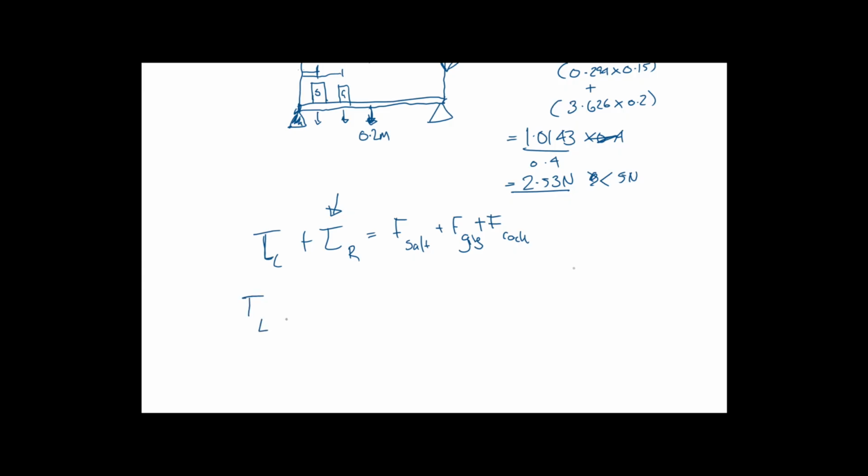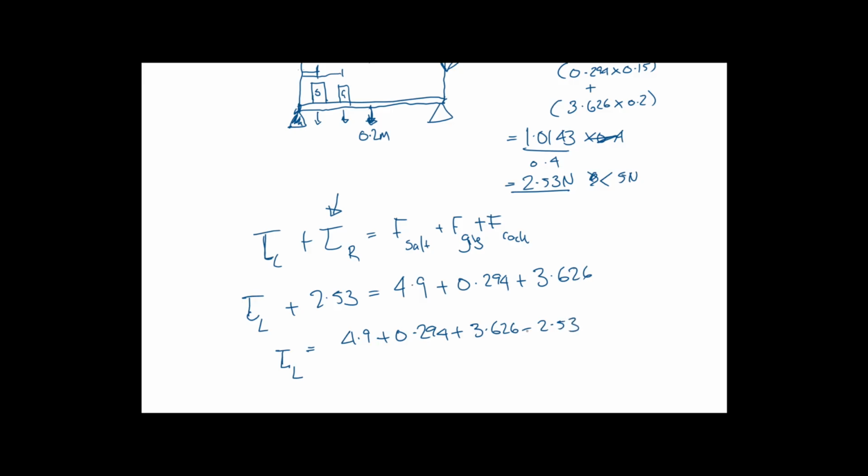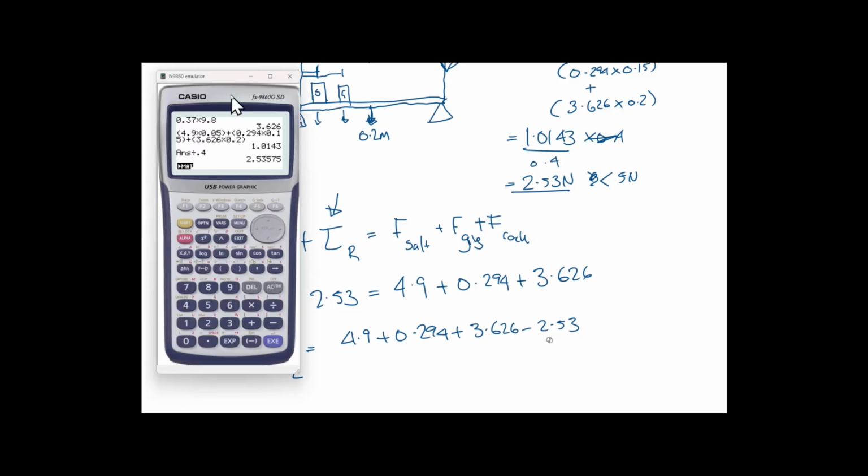So the torque on the left-hand side plus 2.53 must be equal to the force that we had, which is 4.9, plus 0.294 for the ginger, plus the force from the rack itself, 3.626. Okay. So TL, the torque on the left, must be equal to 4.9 plus 0.294 plus 3.626 minus 2.53. And that's going to give us a number. So let's work it out.